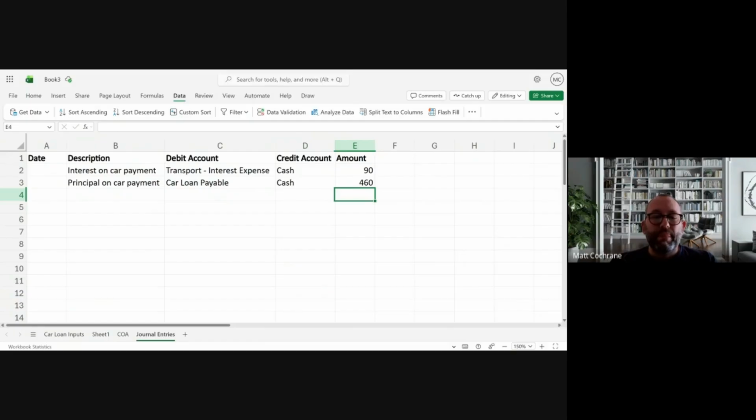I want to emphasize this is called a compound entry. For the one transaction, which is the car payment, there are actually two different rows that you need to update within your journal. There are two debits and there are two credits impacting cash, which really could be one credit, but we want to keep one row per debit credit combination.